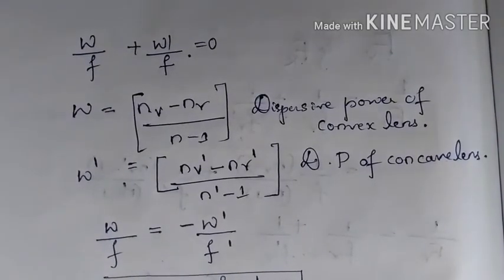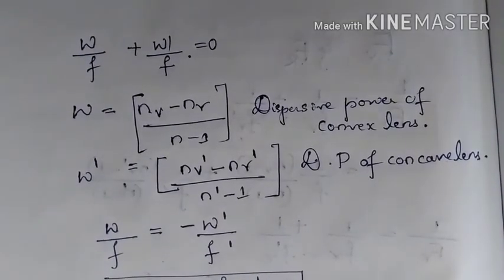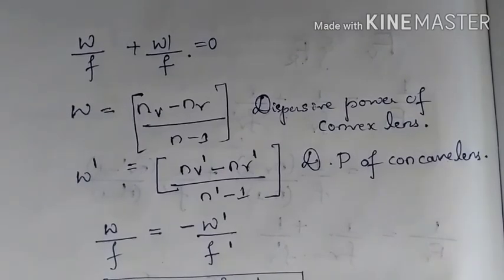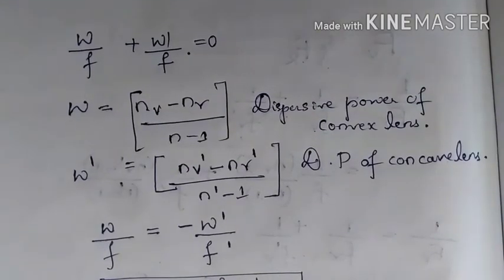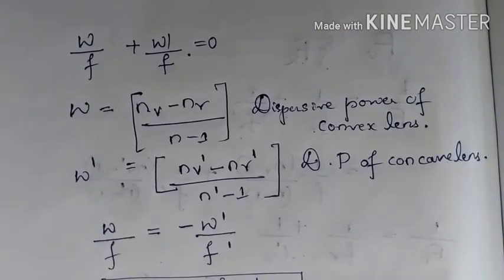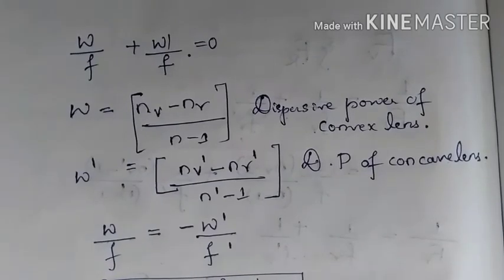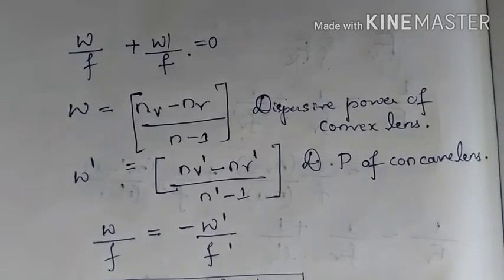So we understood what is chromatic aberration and achromatic lenses, and then we understood what is the condition for achromatism of two lenses placed in contact. So we understood the derivation for the condition for achromatism of two lenses placed in contact.